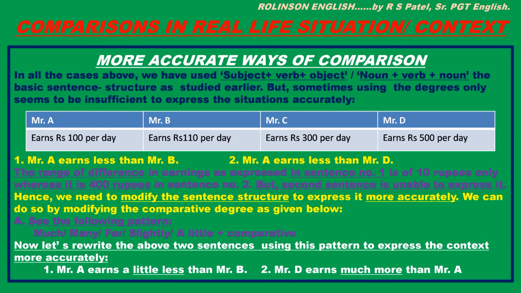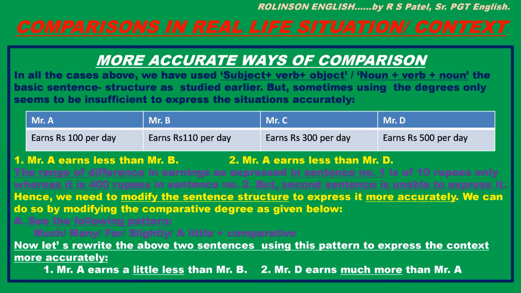See the two sentences describing the situation here. Number 1, Mr. A earns less than Mr. B. Number 2, Mr. A earns less than Mr. D. See, there is a lot of difference. Though the sentence is the same, the pattern is the same, so it is insufficient to express the difference. The range of difference in earnings as expressed in sentence number 1 is rupees 10 only, whereas it is 400 rupees in sentence number 2. But the second sentence is unable to express it. Hence, we need to modify the sentence structure to express it more accurately.